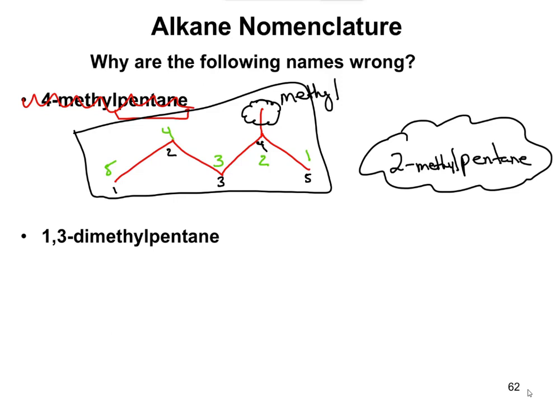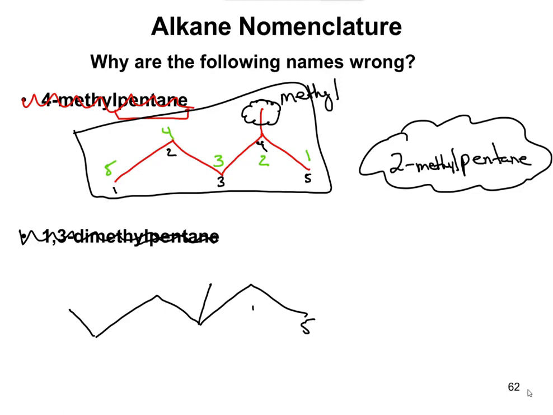The next one on the bottom, 1,3-dimethylpentane. There's our pentane again. We draw a methyl on carbon 1. 1, 2, 3, 4, 5. Then a methyl on carbon 3. Now, once we've done that, you kind of have to erase the name because you don't want to think about that one anymore or it'll mess you up.